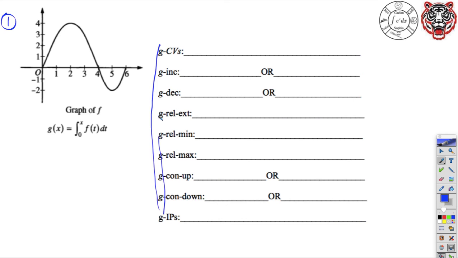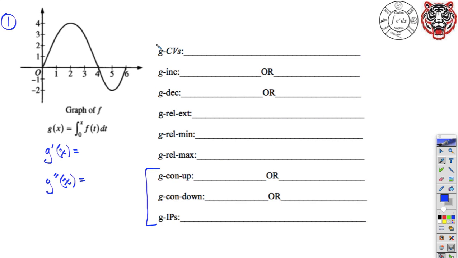All of these are g. So in order to find all of these, we need g prime and g double prime. So I need to find g prime of x, and I need to find g double prime of x. To use, so concave up, concave down, and IPs, those are the second derivative. All of these are the first derivative. So to find the first derivative, g prime of x is equal to what? Using your notes, you're going to manipulate this.